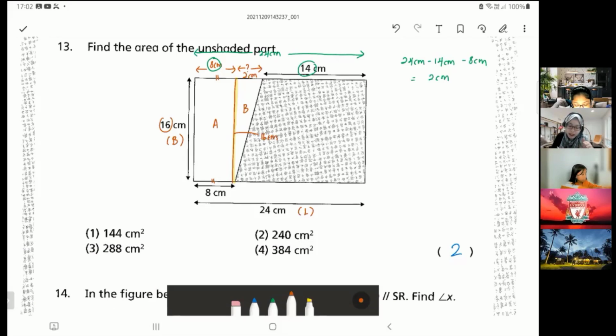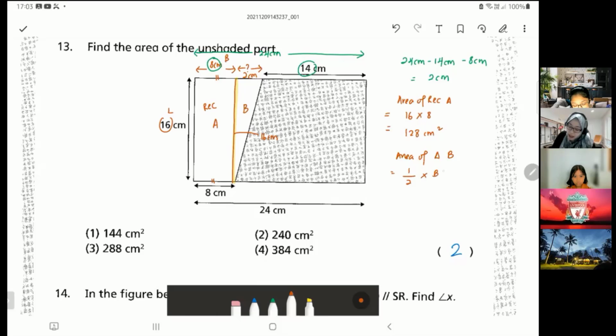If you look at A, this is a rectangle. So easy lah. Area of rectangle A, length times breadth, which is 16 times 8. The length now will be this one. Okay, I'm not looking at the big rectangle anymore. I'm looking at the small rectangle. So the length will be 16 and the breadth will be 8 cm. So this way, 16 times 8 equals 128 cm squared. Done.